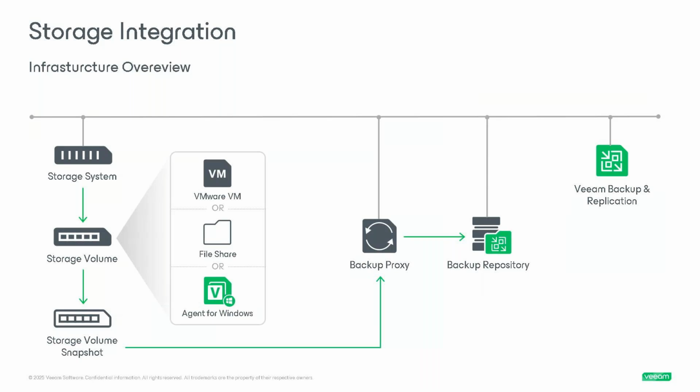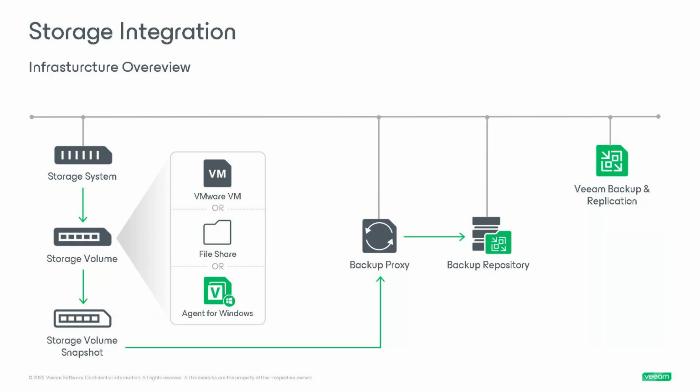So this one is storage volume snapshot. Basically, whether it's a VM, file share, or agent for Windows, going from top to bottom, the storage system is the production storage where the production system lives. Within that, abstracted, is the storage volume. Veeam will create the storage volume snapshot, or instruct the storage system to create the snapshot, temporarily copy it to another location on the array, and then delete it after.